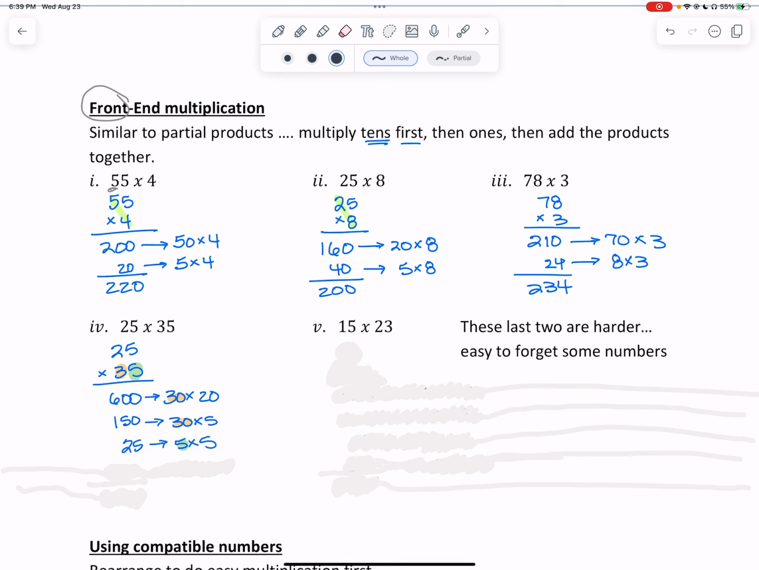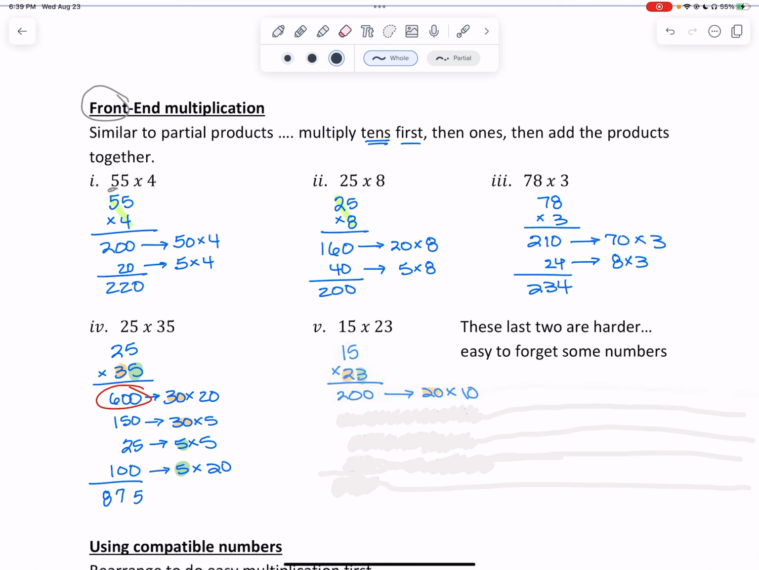So now I've got 5 times 5, which gives me my 25. And then 5 times my 20. So that total will give me 875. Okay, notice again, you've got 4 numbers here. Okay, again, most people miss it. They leave one out, and usually it's that one. That's usually the one that gets left out.